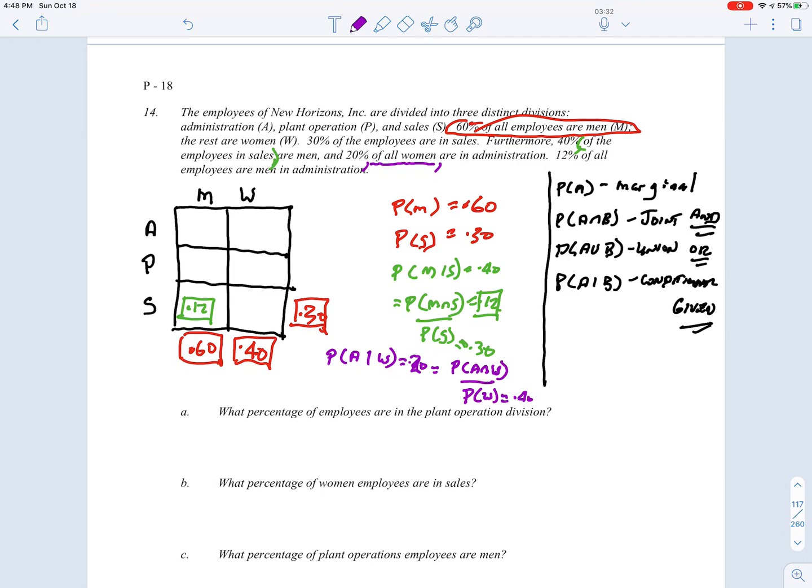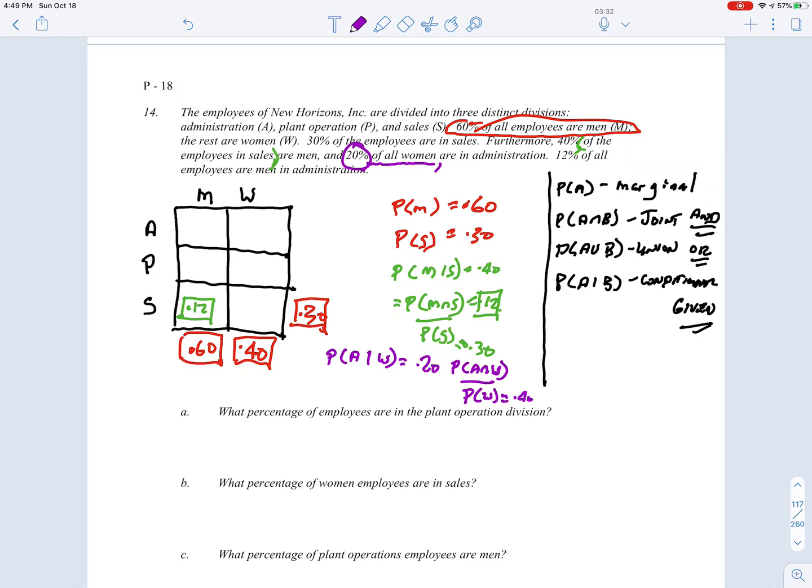Oh, that's 20%. Sorry, that's the problem. Yeah, this number here is 20%. Let me erase that. I was wondering why my numbers weren't working out here. Sorry, it's this number here.